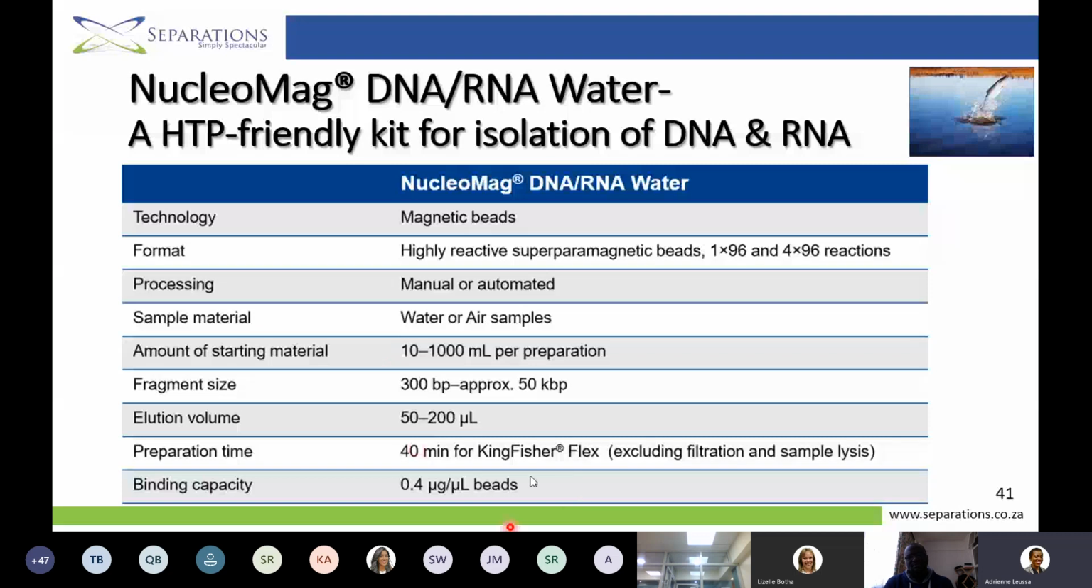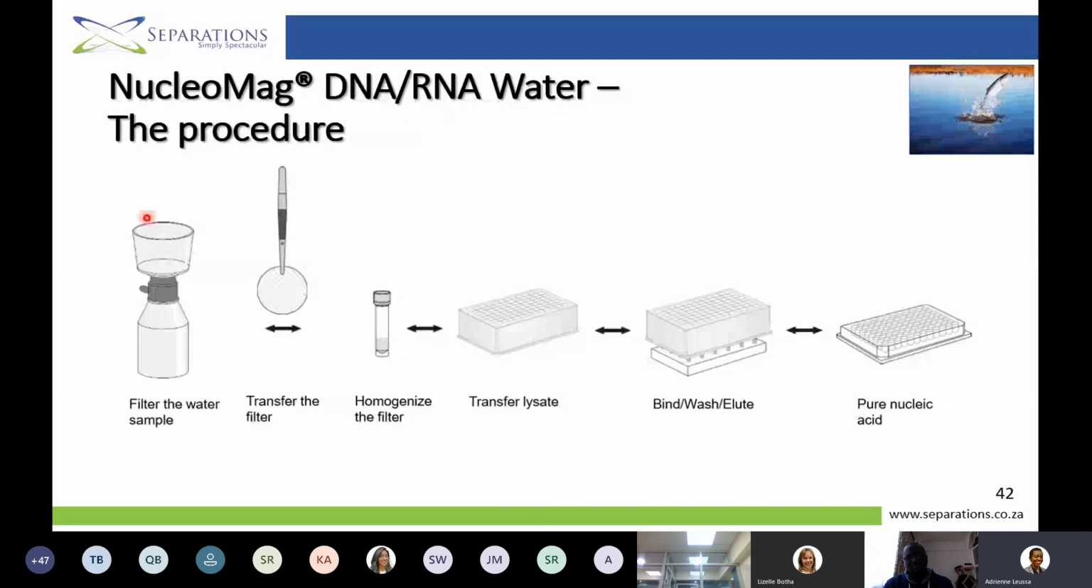Again, it's automation friendly. How it works is that your sample gets filtered, and then your filter is chopped or cut into pieces. You put it into the bead tube. This kit, like I said in the beginning or somewhere along the presentation, does not come with the bead tubes, so you have to get your own. You have to get a separate bead tube, which is available, by the way. You can buy bead tubes separately.